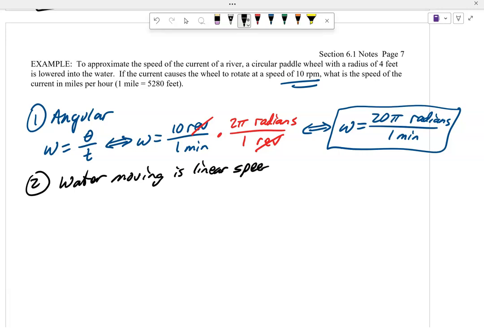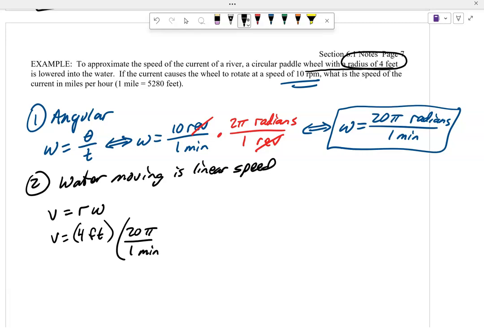So the linear speed is the radius times our angular speed. And they want to know what's the speed of the current in miles per hour. But we've got this wheel with a radius of 4 feet, so that's what we have to use. So we've got a 4 foot radius, and our angular speed is 20 pi radians per minute. And it looks like our linear speed is 80 pi feet per minute.